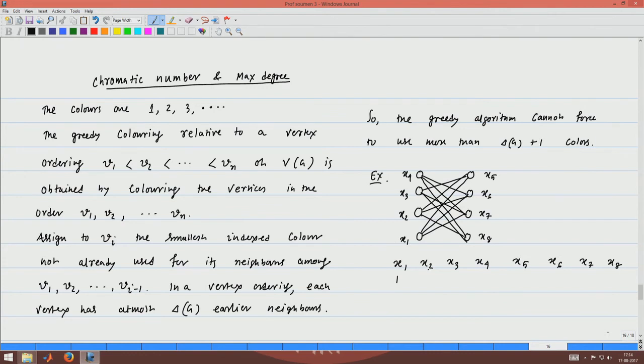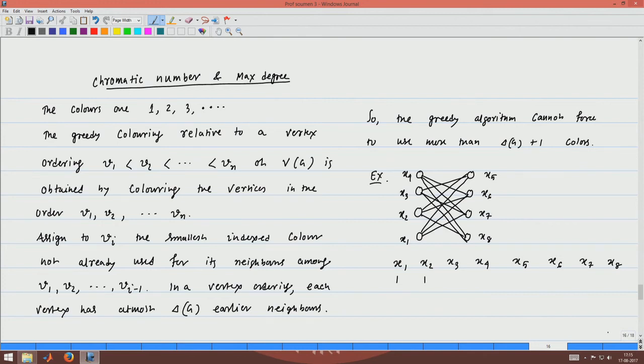Now, when I color x2, I will use the smallest index color not already used for its neighbor on the left hand side. So, x2's neighbor on the left hand side, there is no neighbor on the left hand side. So, I can use the smallest index color that is available. So, I can use 1 again.